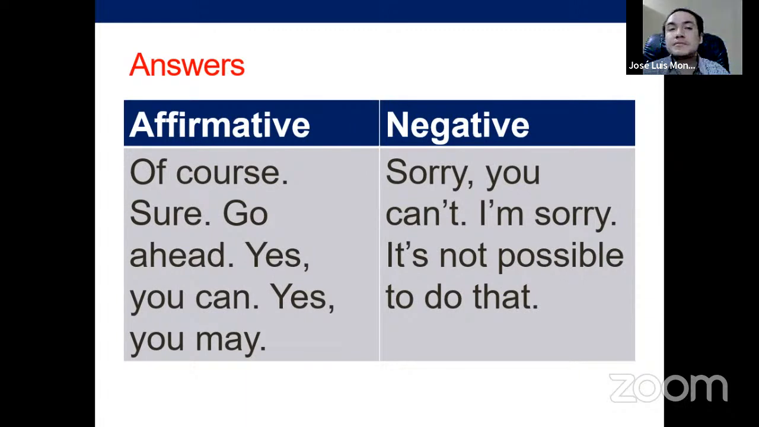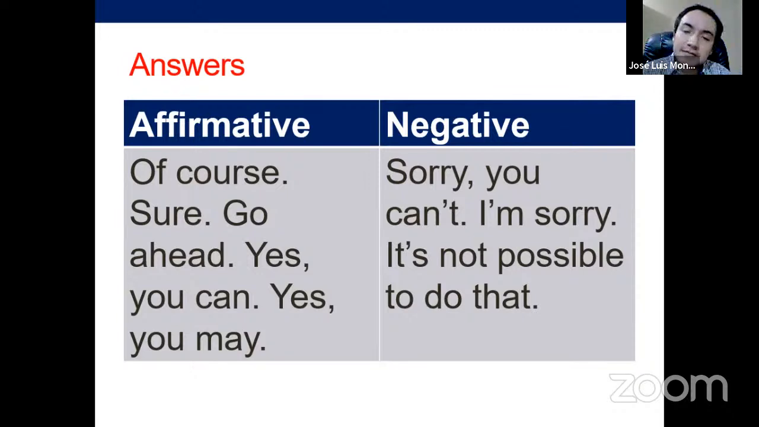All right, so let's now do the following. If you want to answer back, if you want to reply to a question related to permission, of course, if you want to answer affirmatively, you say, of course, sure, go ahead, yes, you can, yes, you may. All right, no could, because could is only like possibility. If you say yes, you could, it's okay, but I mean, it's not going to have the effect that it has when it's can or may, right?